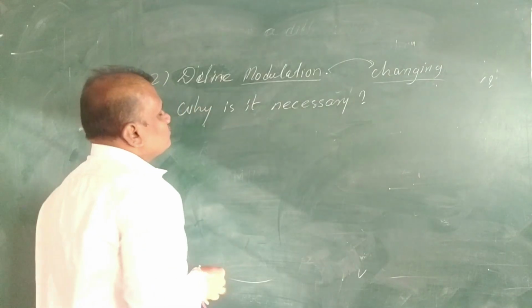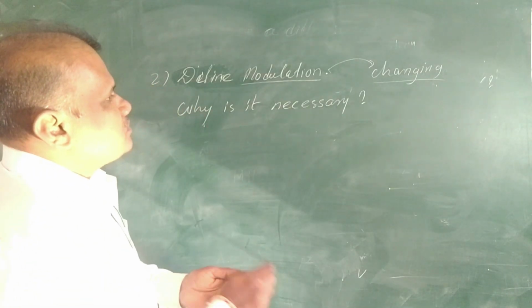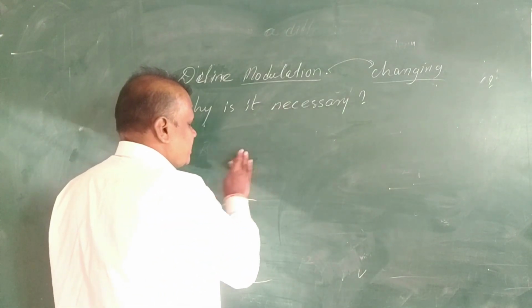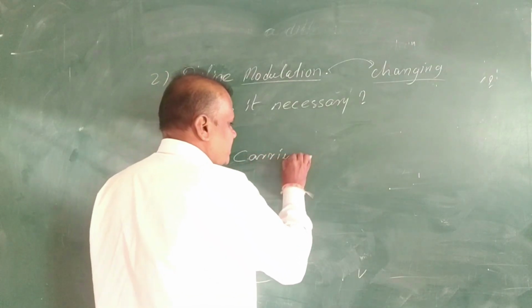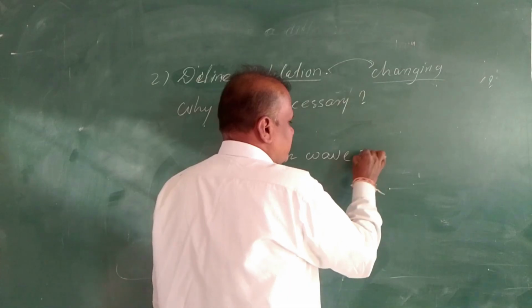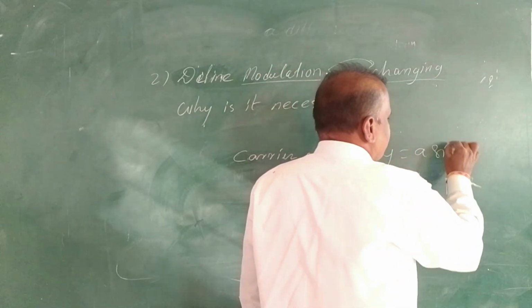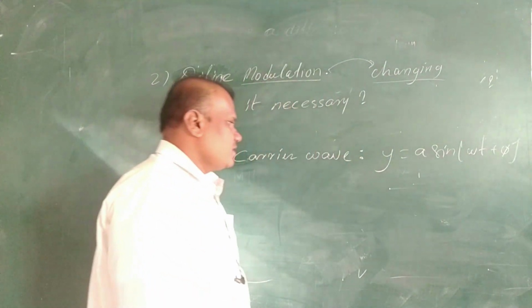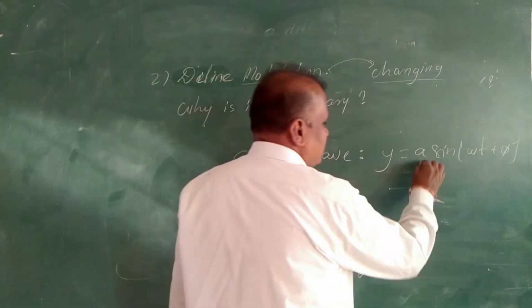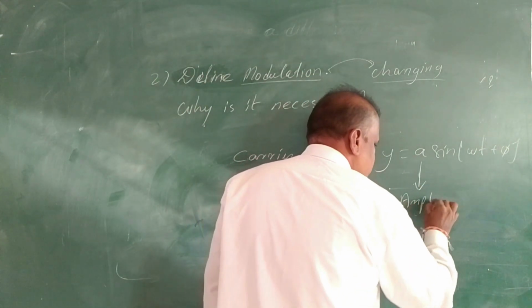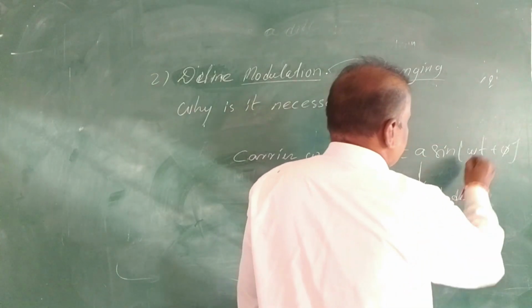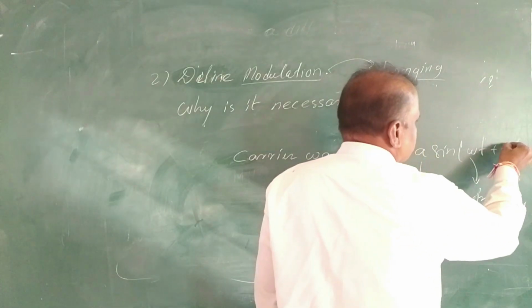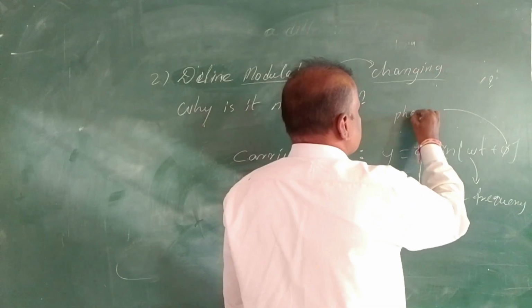Then moving to modulation. Modulation means it is a process of changing. So what are we going to change? Here I am going to represent a carrier wave as y equal to a sin(omega t plus phi). This is one of the mathematical expressions for a carrier wave, where small a is called amplitude, omega is called frequency, and phi is called phase.